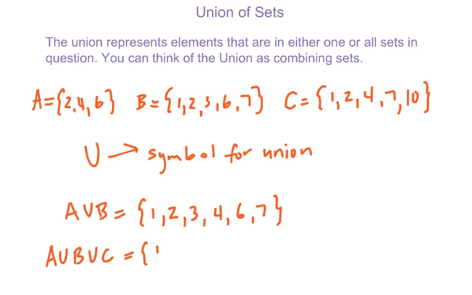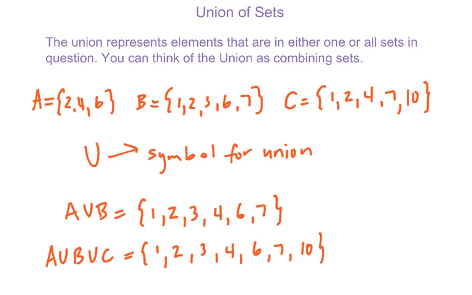So that's 1, which is in B and C, the element 2, which is in A, B, and C, the element 3, which is in B only, the element 4, which is in A and C, the element 6, which is in A and B, the element 7, which is in B and C, and the element 10, which is in C only.